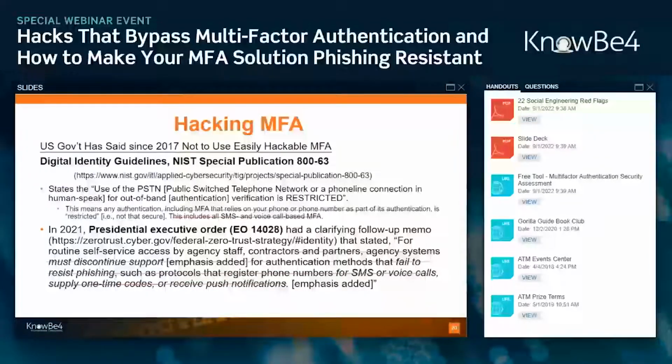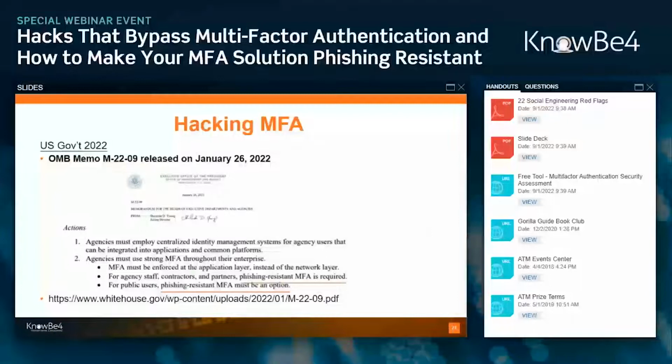And then President Biden in 2021 said that you should not use MFA that fails to resist phishing, such as protocols that register phone numbers for SMS or voice calls, but then they also added or supply one-time codes or receive push notifications. That sentence right there describes 90-95% of MFA used today, and the U.S. government's been saying now, going on years, not to use that type of MFA. And they said it again, just in case we need to clarify, in January 2022. They said you should use phishing-resistant MFA.